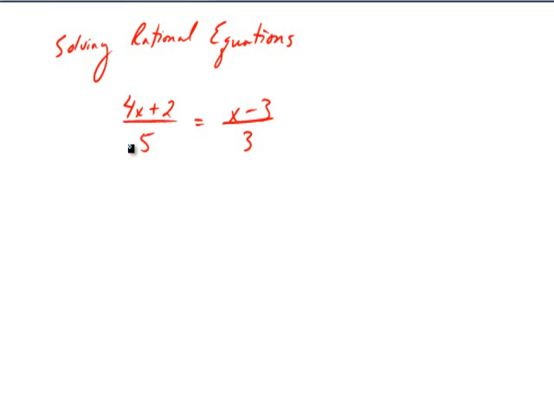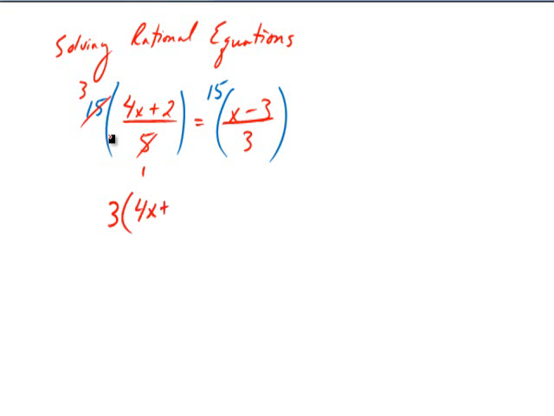In this example, the denominators are 5 and 3, so the least common denominator is 15. So if I multiply both sides of the equation by 15, I can cancel on the left-hand side, leaving me with 3 and 1. So the left side of the equation is 3 times 4x plus 2. On the right side of the equation, if I cancel down the 3 and the 15 down to 1 and 5, I have 5 times x minus 3. And in one step, I've eliminated the fractions in the problem.